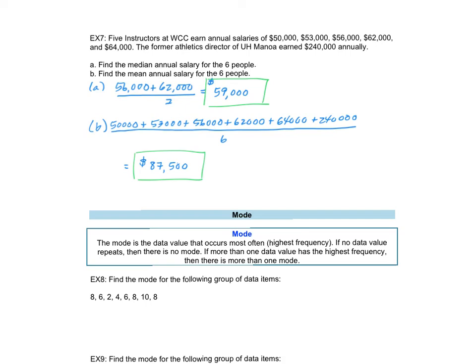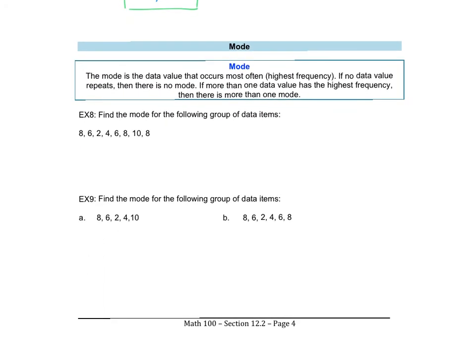Moving on, we'll look at our third type of measurement, and that would be the mode. So the mode is really easy to find, even though in that box it seems pretty long. All it is, is the data item that shows up the most. That's it. So the mode is the data value that occurs most often. So it has the highest frequency. If no data value repeats, so if all the data values just have a frequency of 1, they don't repeat, then there is no mode. If more than one data value has the highest frequency, then there's more than one mode. So there could be more than one mode.